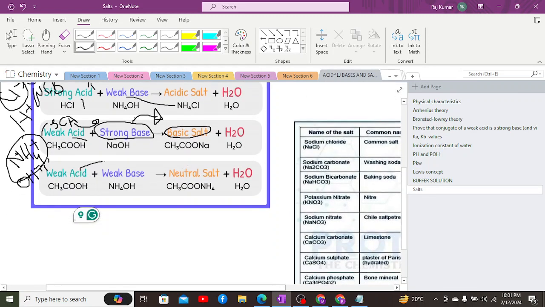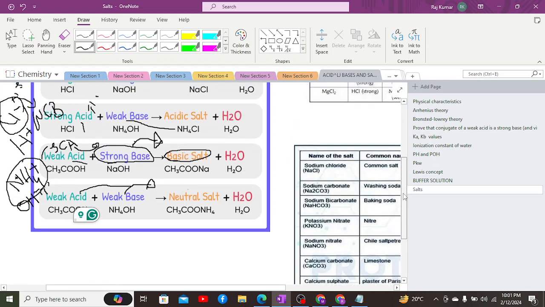Likewise, if weak acid and weak base are reacting, then at that moment it depends on whether the salt will be acidic, basic, or neutral. The reason behind it is that it depends on the relative values of the Ka and Kb of the weak acid and weak base. So, in reference to the Ka and Kb values, we will get the actual salt, which can be neutral as well as acidic as well as basic.